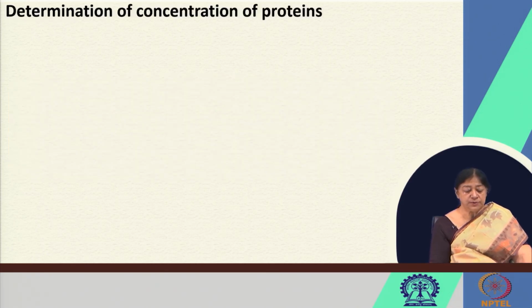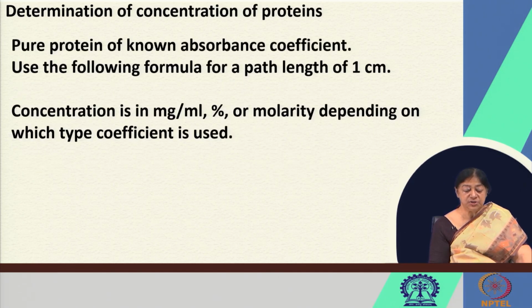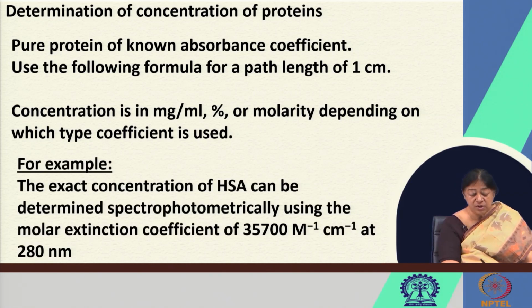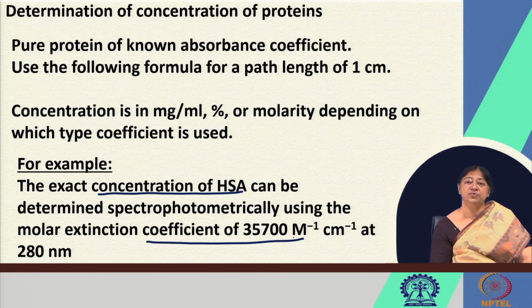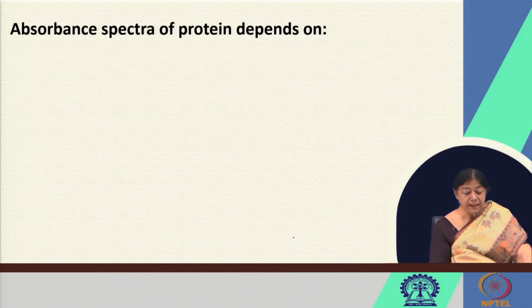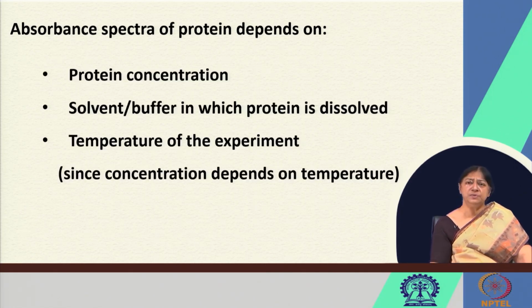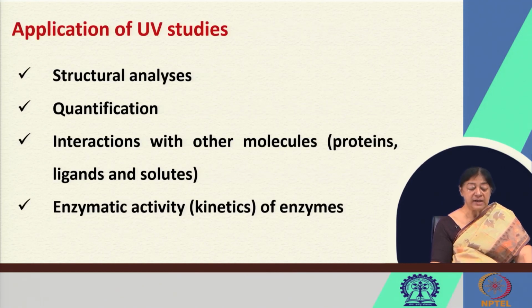This is used for the determination of the concentration of proteins, as we mentioned, and we can calculate the exact concentration of many proteins given that we know the extinction coefficient. The absorption spectra depend upon the protein concentration, solvent buffer, and the temperature, which we will see as we go along in understanding how we can apply UV spectroscopic studies to proteins in general.